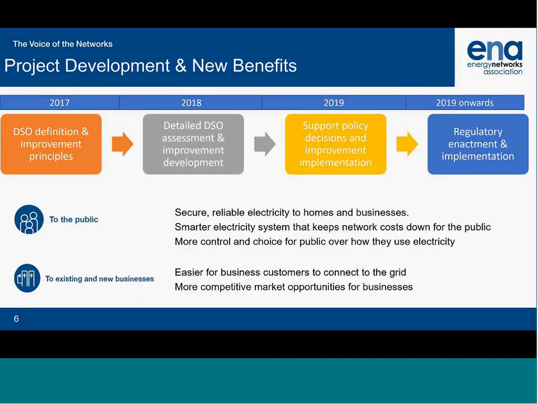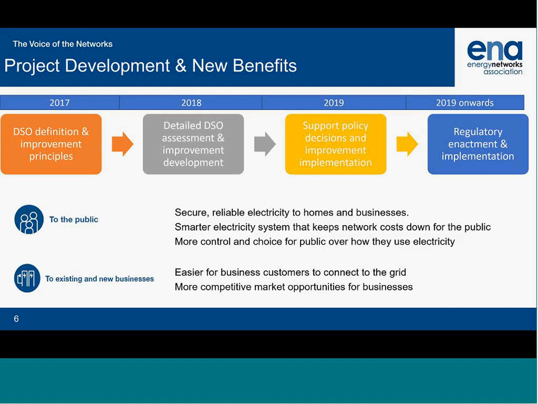Just to recap on where we've come from and where we're going, we're now moving into our third year with Open Networks, and we've gone through a number of definition and principal activities. We've gone through some assessment around distribution system operator and looking at improvements through the connections process and information provision, amongst others. And we are running through evidence-based building for policy decisions and implementation of some of those changes we've defined through the early phases of the programme. And beyond this year, we're looking at how we enact those through regulation and implementation and how we interact with RIIO-2 process.